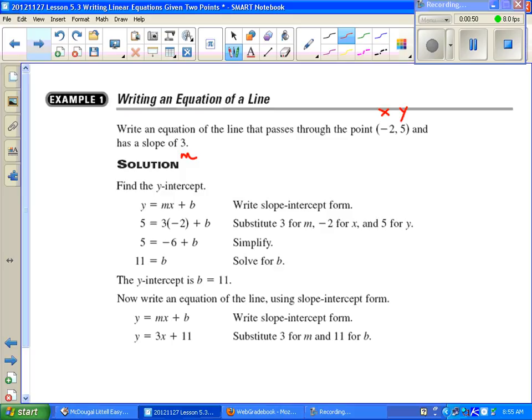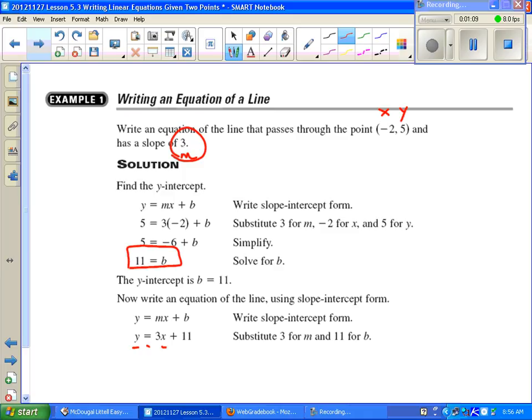Get rid of negative 6 by adding 6 to both sides. And you have b's value of 11, m's value of 3. y equals mx plus b, you just plug those values in. Leave y, leave equals, and leave x. And you just plug in m's value 3, so 3x, and positive 11 is plus 11.